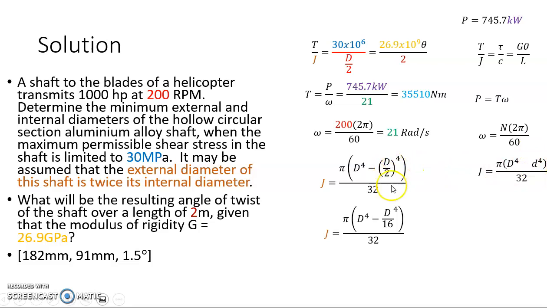If I get 2 to the power of 4, it's 16. So then I'm going to take D to the power of 4 outside of brackets. 1 minus 1/16 is 15/16. So there's my 15/16, times pi over 32. So that's my second polar moment of area J. And I can substitute that back in here to this formula.